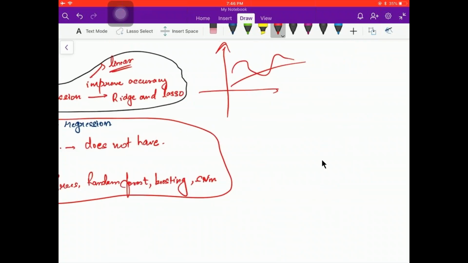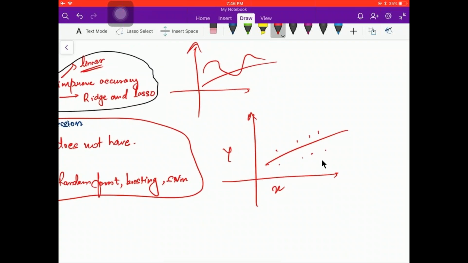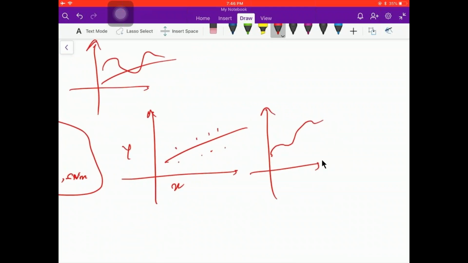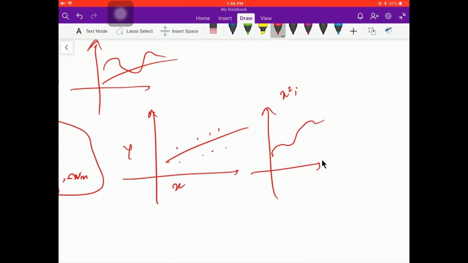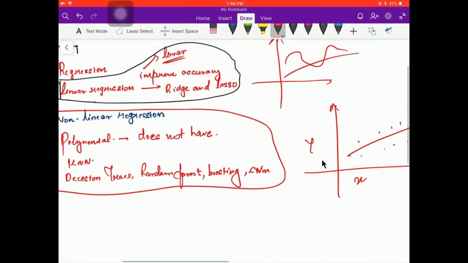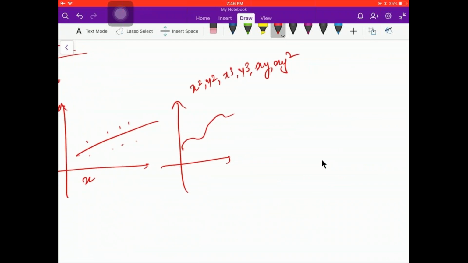When you have a linear regression, you're fitting a line, right? When you have a polynomial regression, you're fitting a polynomial. But since you don't know what will be the optimum order, there can be infinite possibilities. That's where your tree parts come in, or KNN comes in. So KNN, what does it do?